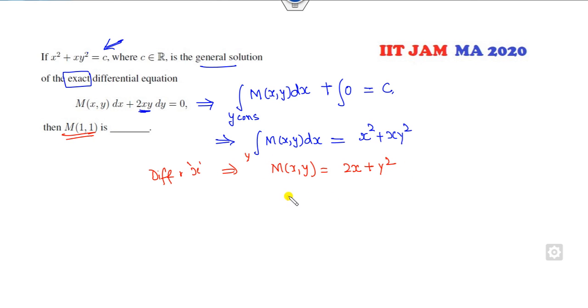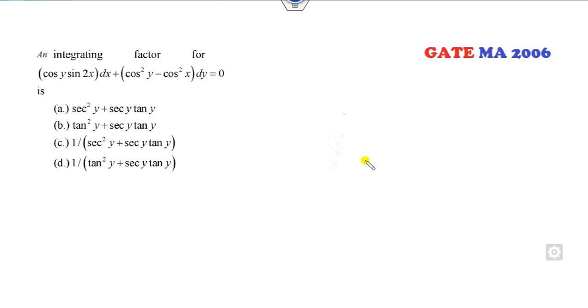Now your target is to find the value at (1, 1). So 2 plus 1, 3 is my right answer. You can see how many seconds you need to write these 3 lines. Hardly 10 to 15 seconds.